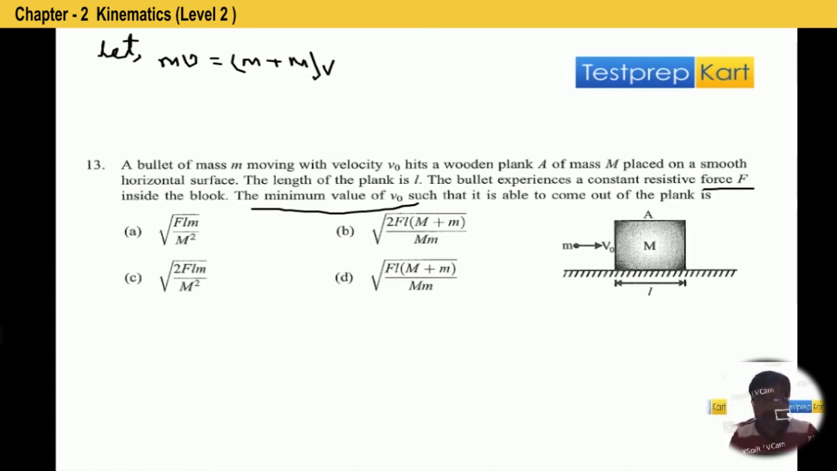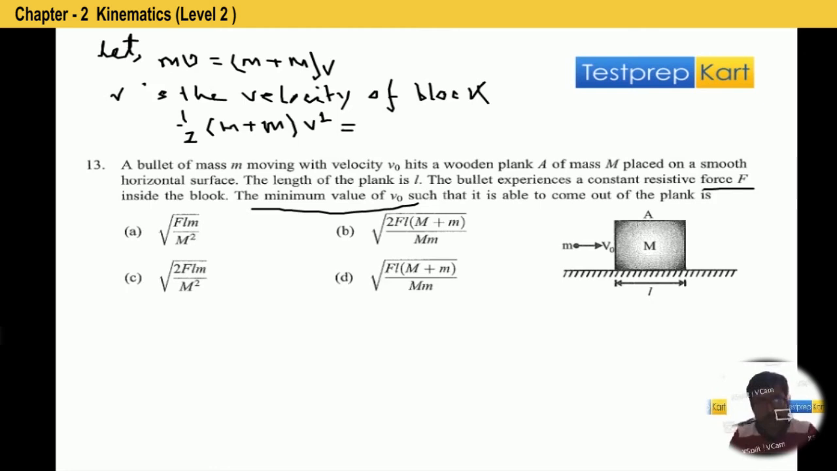Here V is the velocity of block, so half (m plus M) v square, both are same, (m plus M) g h. So m plus M cancel. So what we have? We have v square is equal to 2gh, and v is equal to root over 2gh.